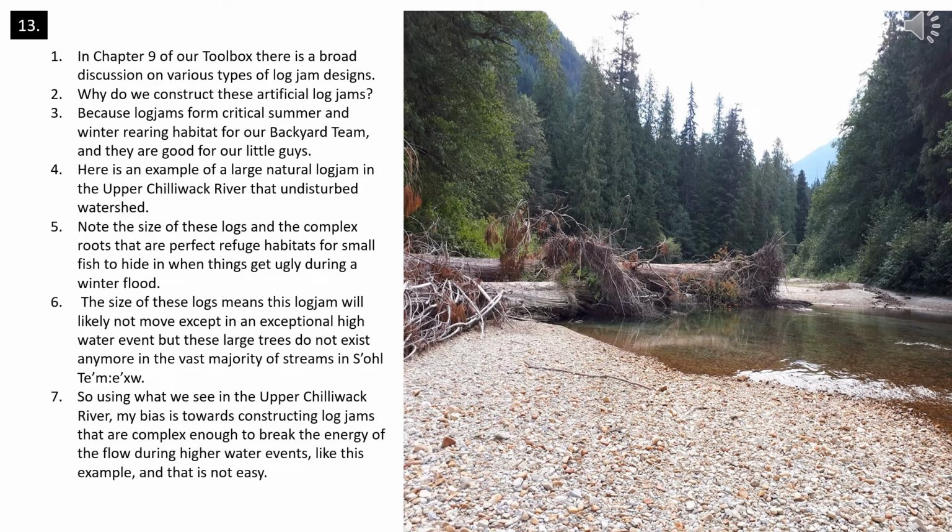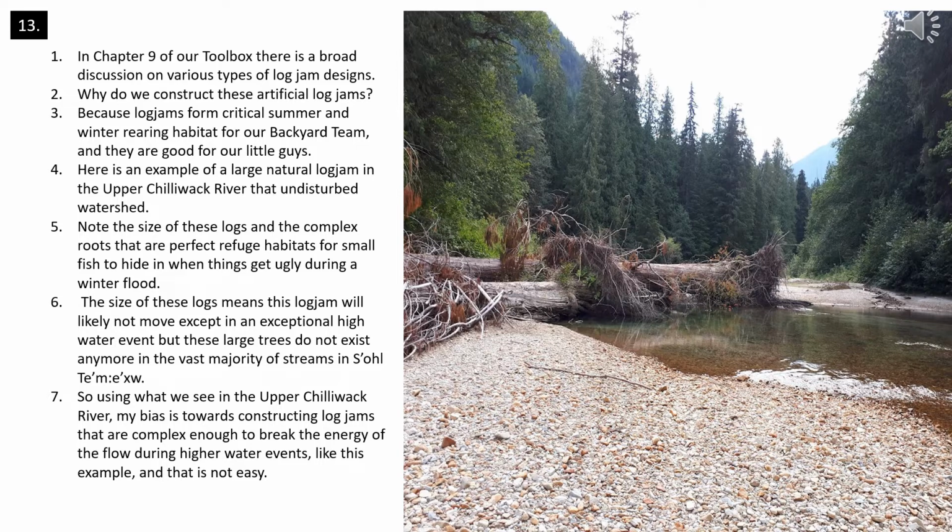So in Chapter 9 of our toolbox, there is a broad discussion on various types of logjam designs. So why do we construct these artificial log jams? Well, because log jams form critical summer and winter rearing habitat for our backyard team, and they are good for our little guys. Now here's an example of a large natural log jam in the upper Chilliwack River, that undisturbed watershed. Now note the size of these logs. They're large, and the complex roots they have are perfect refuge habitats for small fish to hide in when things get ugly during a winter flood.